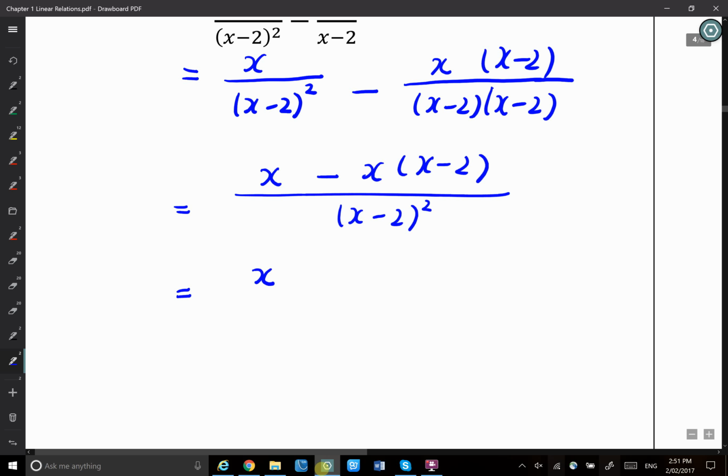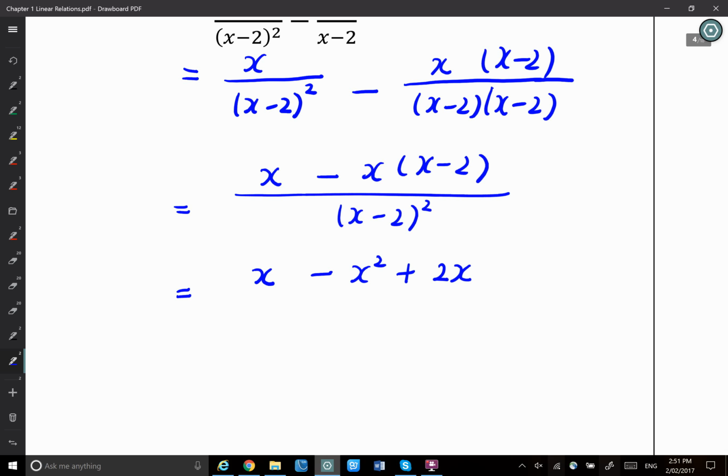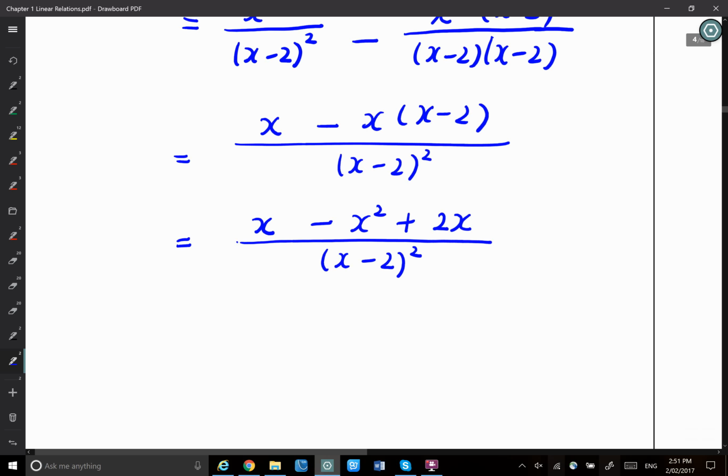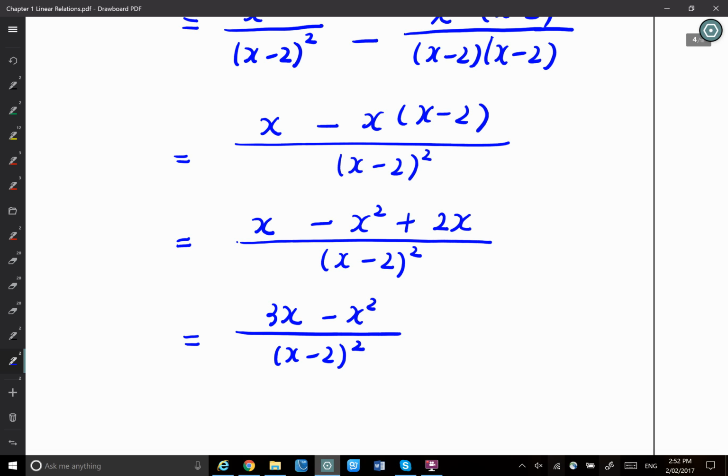And it's x minus x squared plus 2x, okay, plus 2x over x minus 2 squared. And that is 3x minus x squared over x minus 2 squared. Okay, x plus 2x is 3x. It's 3x minus x squared over x minus 2 squared.